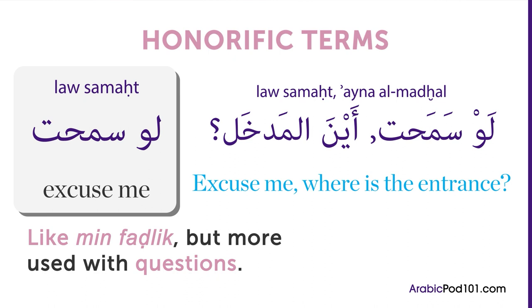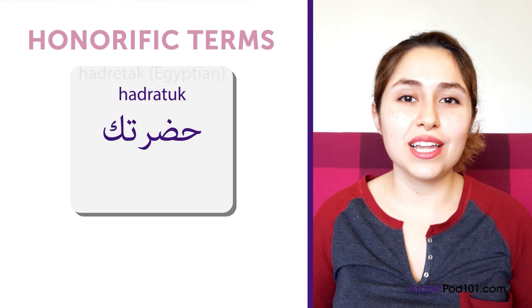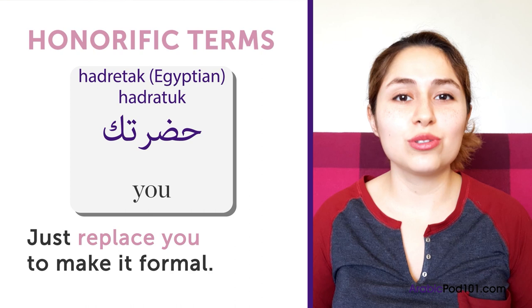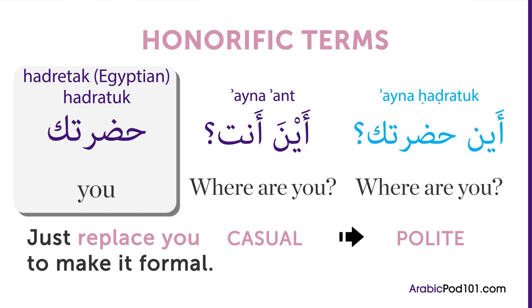The next honorific term is حضرتك. Or in the Egyptian dialect, حضرتك. Is the polite alternative of you. Replace you with حضرتك in a sentence and you will immediately sound more polite. For example, أين أنت is the casual way to say where are you. In the polite version, this becomes أين حضرتك, which also means where are you, but more polite.